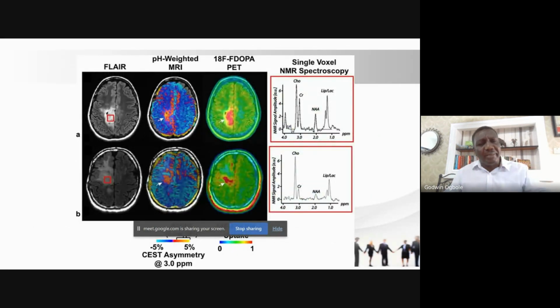This is another image that shows you the role of advanced techniques. The first row of images on the left shows you the conventional pattern of the tumor on the FLAIR image. Then you have, of course, the CEST imaging, combined with other PET imaging. You can see that the tumor is better demonstrated, and using spectroscopy, which I will discuss soon, we're able to help characterize the metabolic constituents of the tumor. The variation of these metabolic constituents helps us to further characterize the tumor and subclassify them.